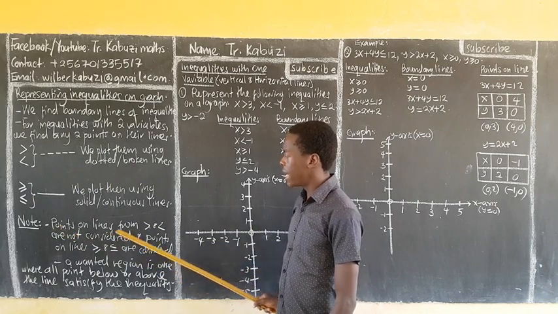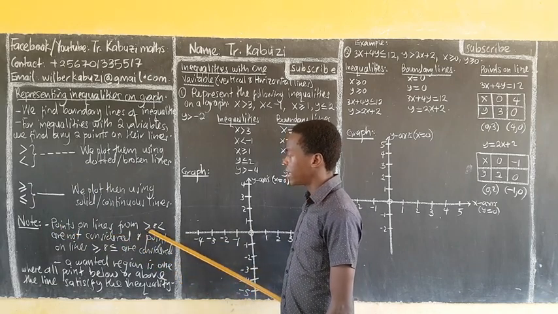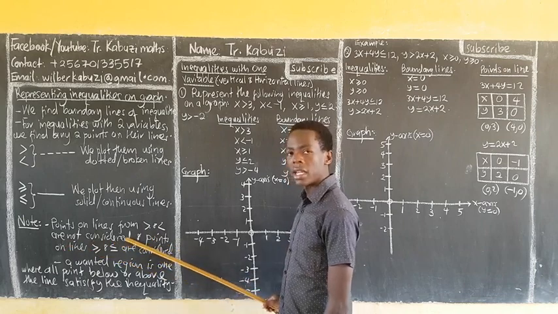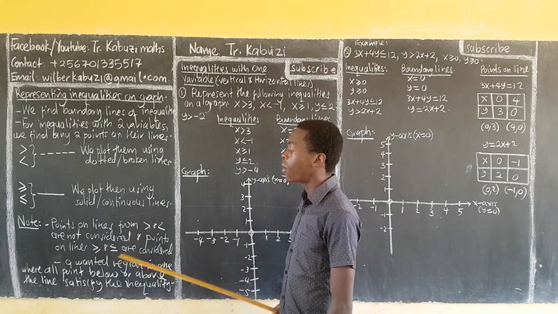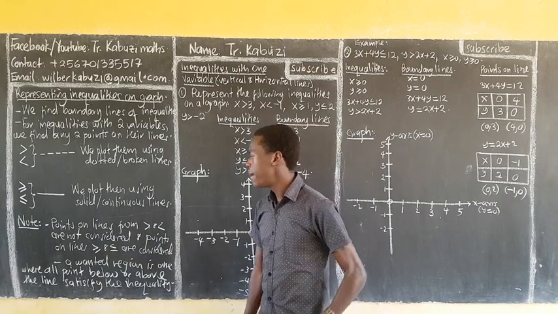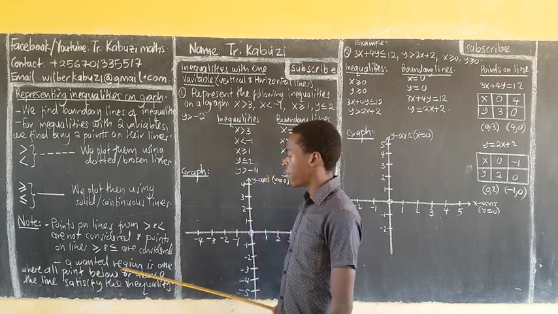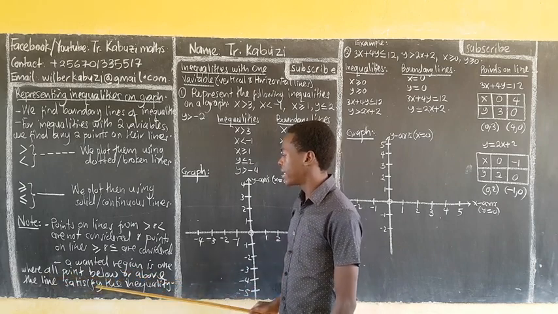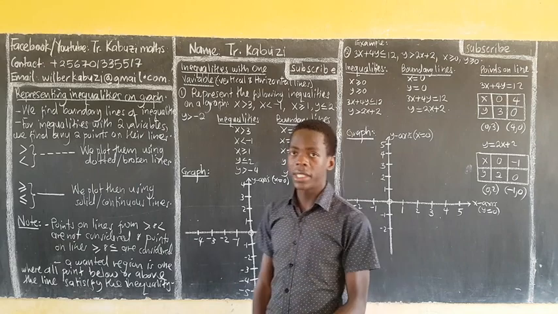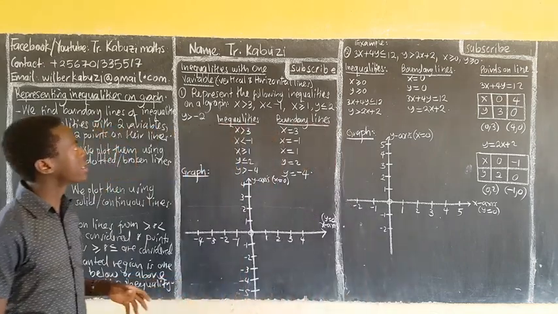Note, points on the line from these inequalities are not considered, and the points on the line with these are considered. We shall see what that means. A shaded region is one where all points below or above the line satisfy the inequality. We shall also see how to test that.